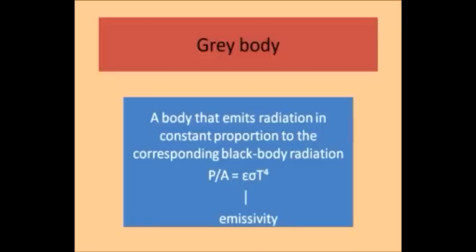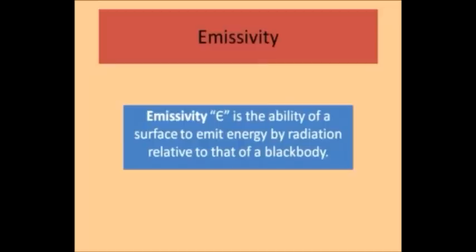A grey body is a body that emits radiation in constant proportion to the corresponding blackbody radiation. Power per unit area equals epsilon sigma T to the power of 4, where epsilon is the constant of emissivity, and sigma T to the power of 4 is the Stefan-Boltzmann blackbody radiation. Emissivity, epsilon, is the ability of a surface to emit energy by radiation relative to that of a black body. A black body is the same as a grey body, having an emissivity of 1. Emissivity is a ratio and has no units.